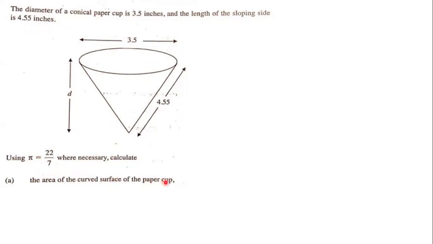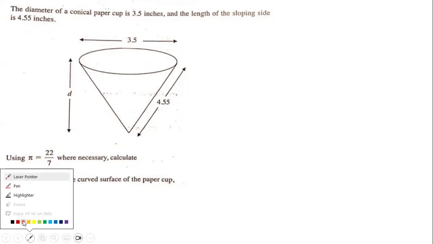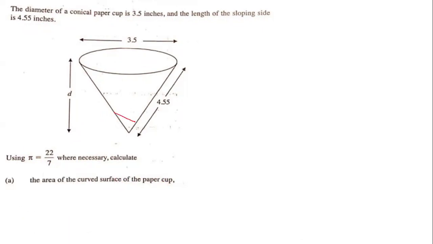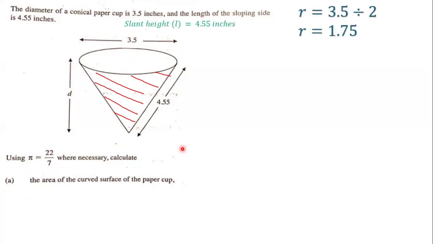Now, when they ask us for the area of the curved surface of the paper cup, they're referring to the lateral surface area. So they want us to figure out, right, what is this one? This part that I have shaded, what is the lateral surface area? The area of the curved surface of the paper cup is given by the formula pi RL, and pi RL is the lateral surface area of a cone in general.